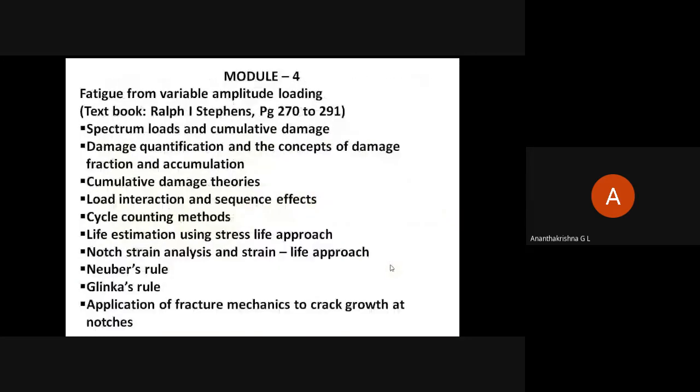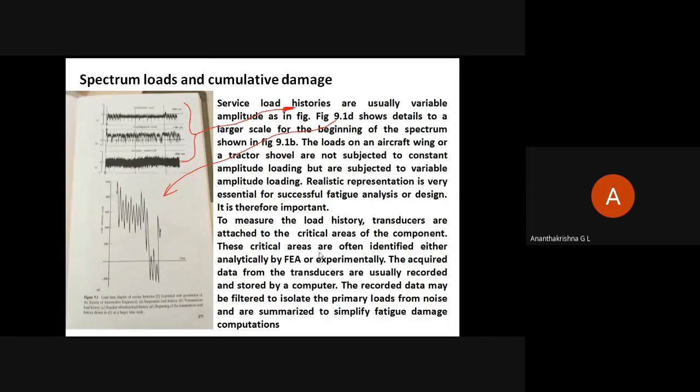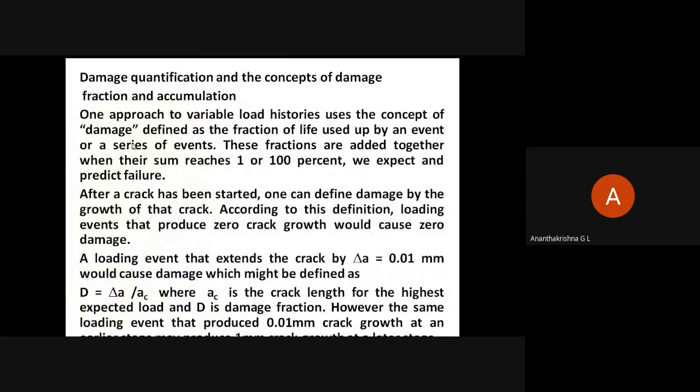We'll recap what we learned today. So we learned that cumulative damage refers to fatigue effects of loading events other than constant amplitude cycles. And spectrum, as used in fatigue literature, means a series of loading events other than uniformly repeated cycles. Then we learned how to identify critical areas either by using FEA or the experimental method, and then we can measure load history by using transducers and accelerometers, and all the data can be extracted into a computer. Then we learned what damage is. It is a fraction of life used up by an event or series of such events. When they sum up to 100%, then we can expect failure of the component.